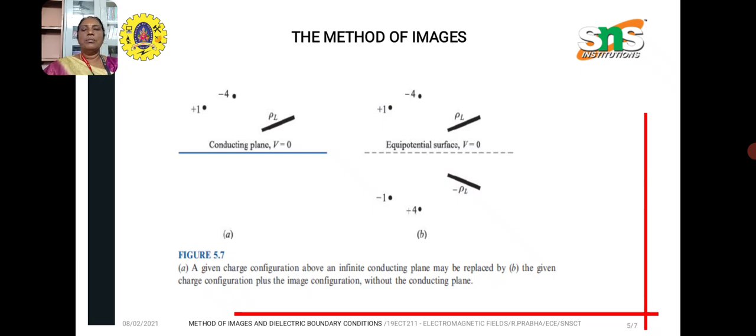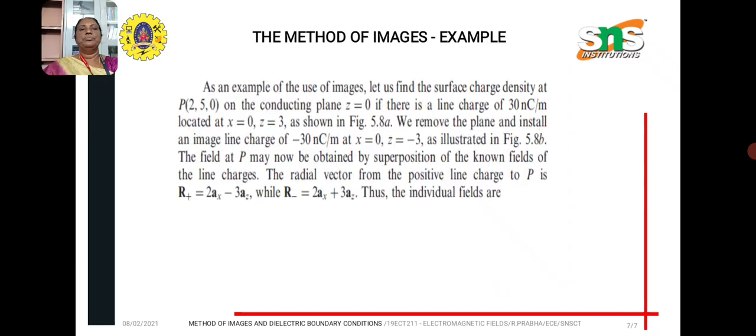So, this is the diagram. We have a conducting plane with two charges, and both are equipotential and have the surface charge density rho L. And in the similar diagram, the conducting plane is replaced by the equipotential surface with two charges plus Q and minus Q, having the charge density on the upper side rho L and negative charge density minus rho L. Now we are going to see the method of images with an example.